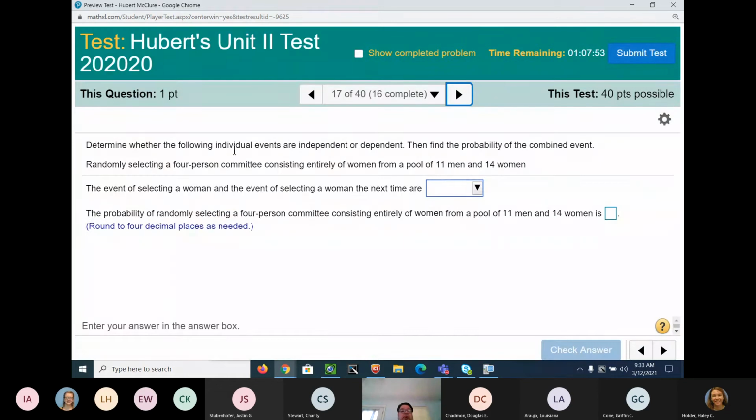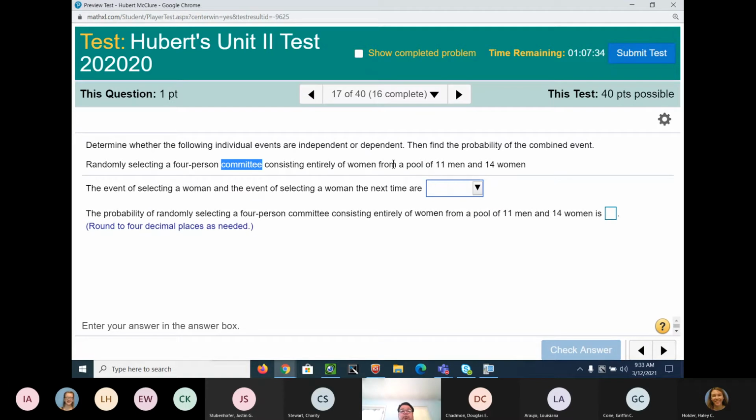Determine whether the following individual events are independent or dependent. Then find the probability of the combined event. Randomly selecting a 4-person committee. Committee combination. Unless it says something different.